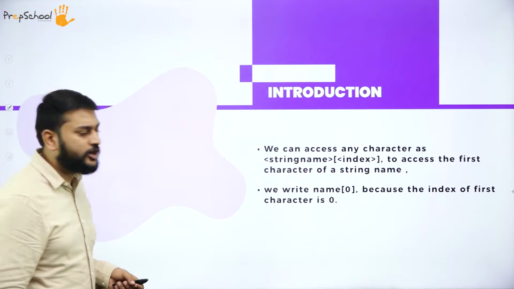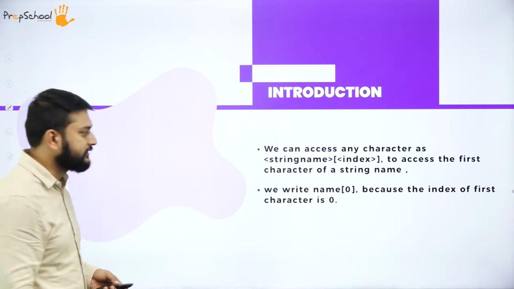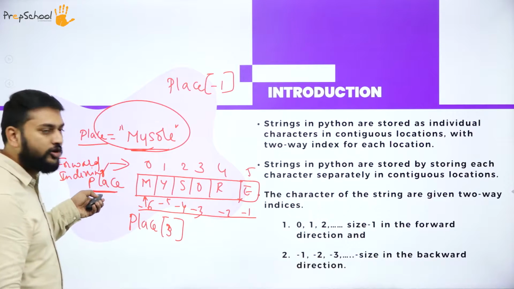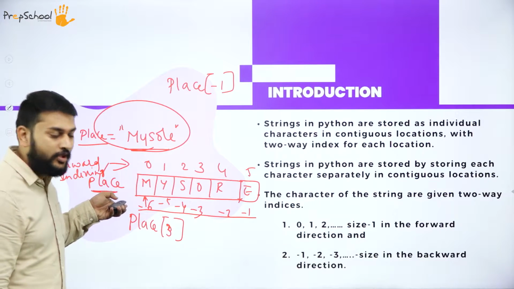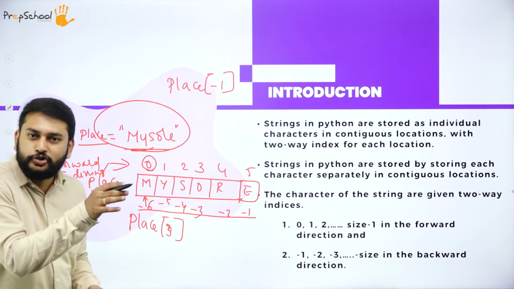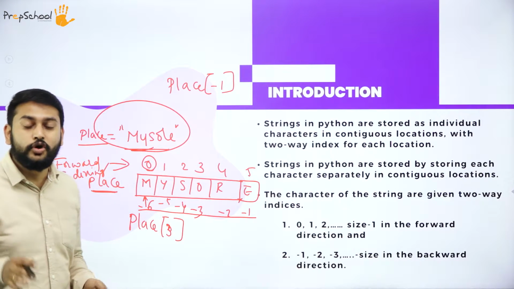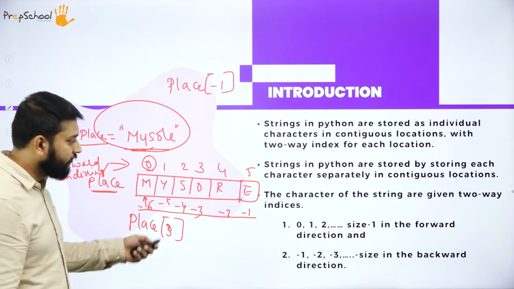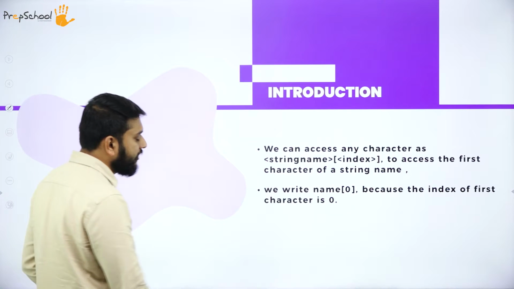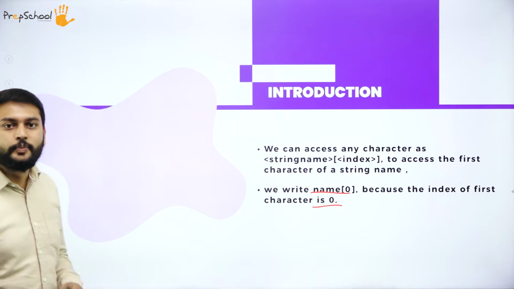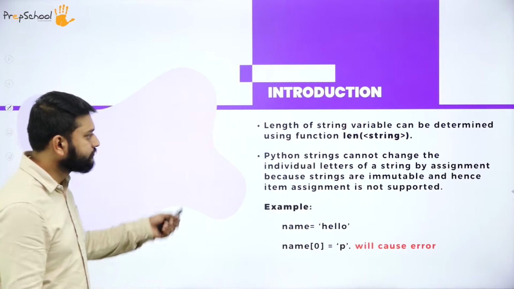What is the next concept that we have? This is what we have already discussed. How do you access the first character? If you have the name of the string, you take the name and use the 0 index, because you will always start the index from 0 if it is forward indexing. That's how you access the first character. Please observe here. This is what we have discussed already in the previous slide. Moving on to the next one.